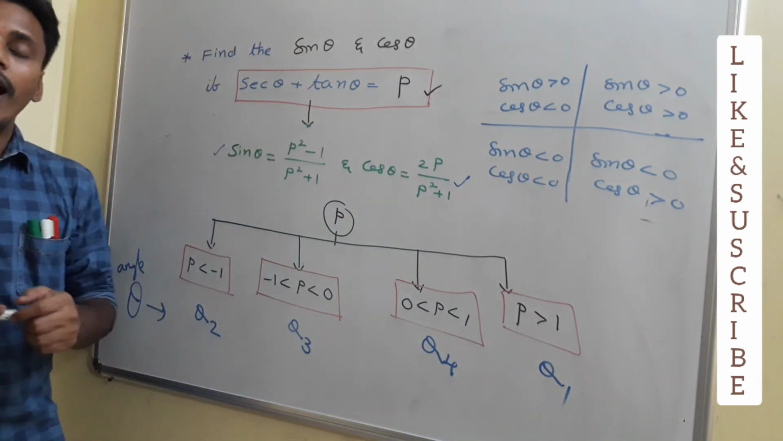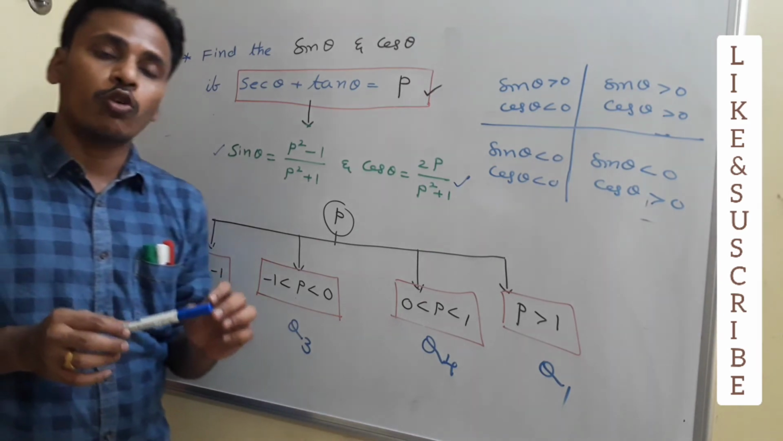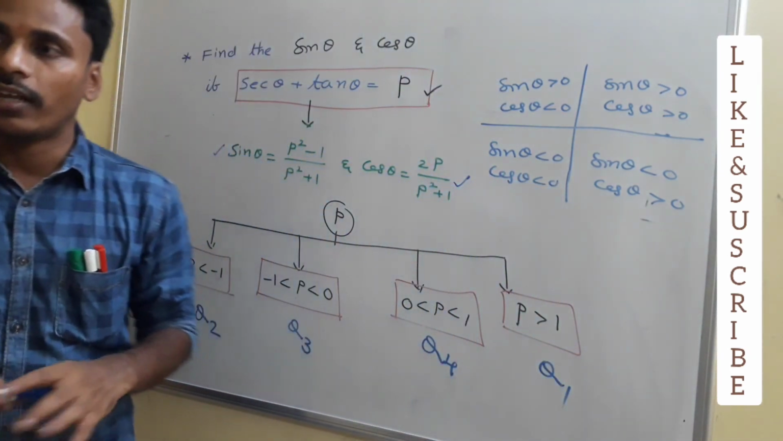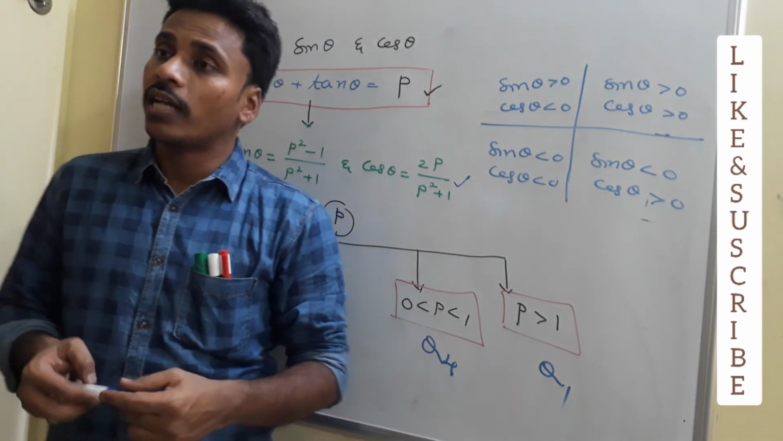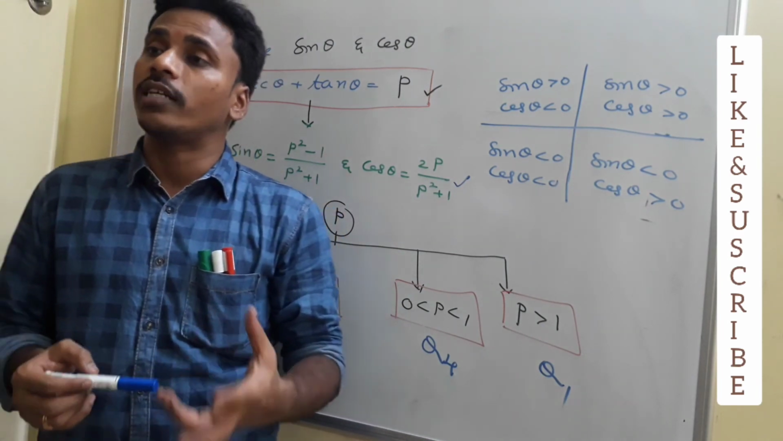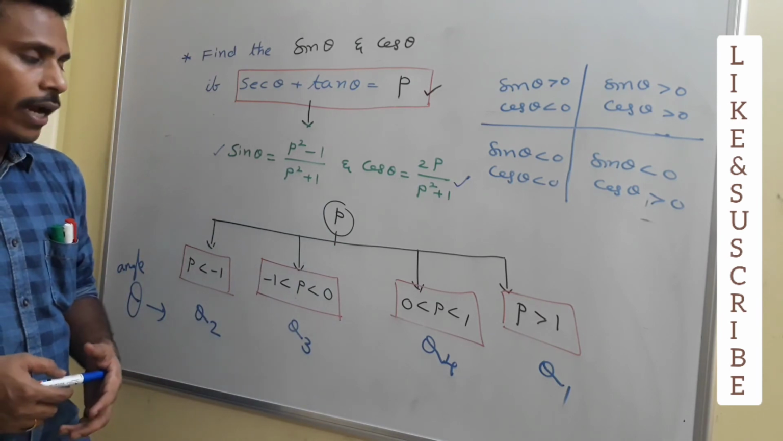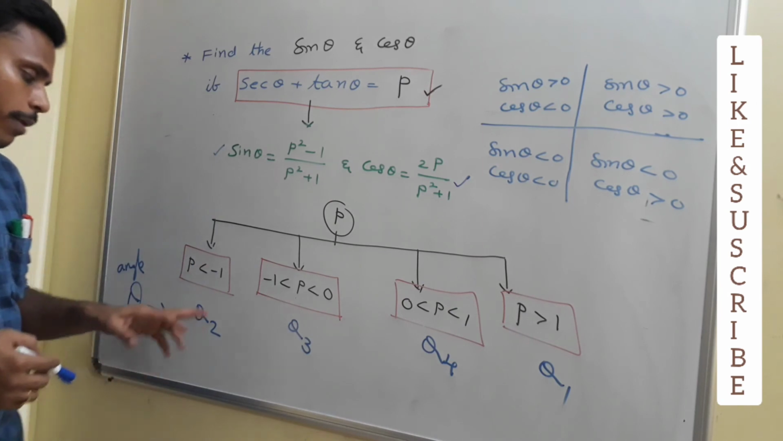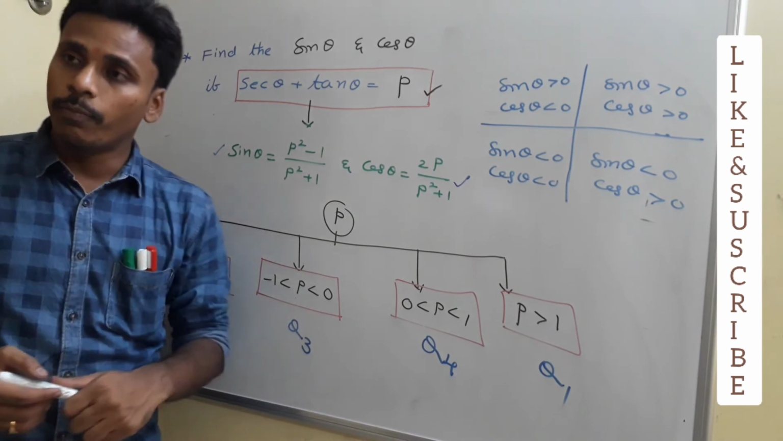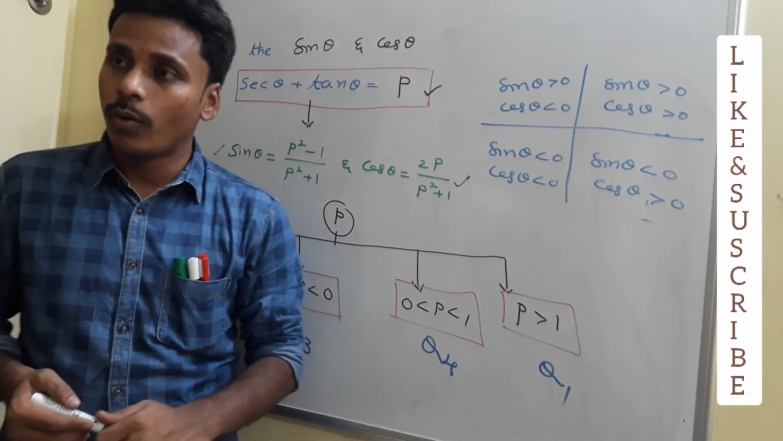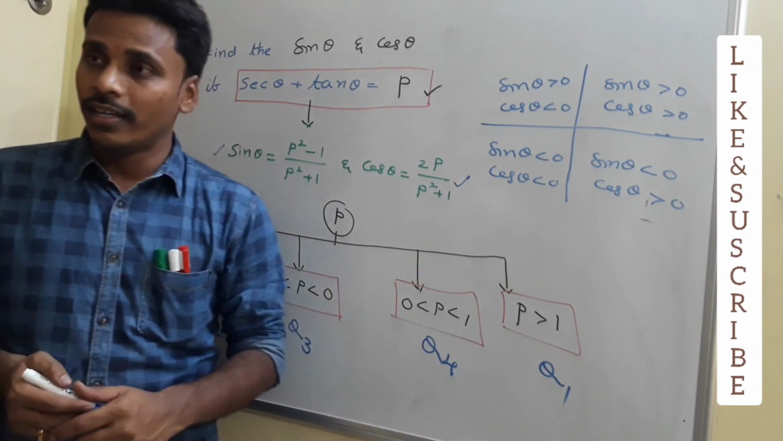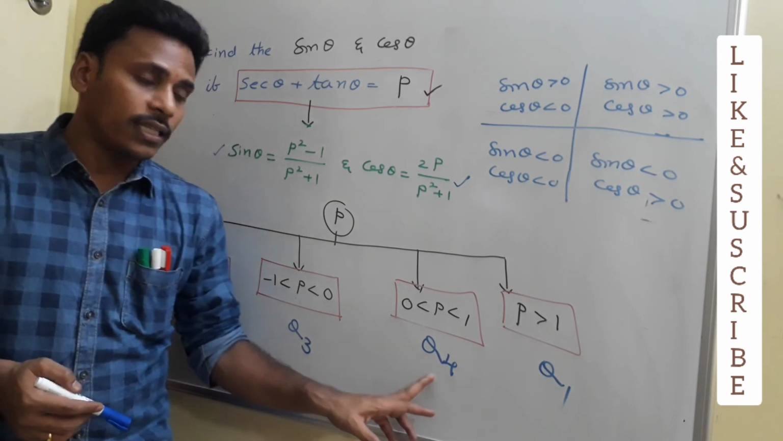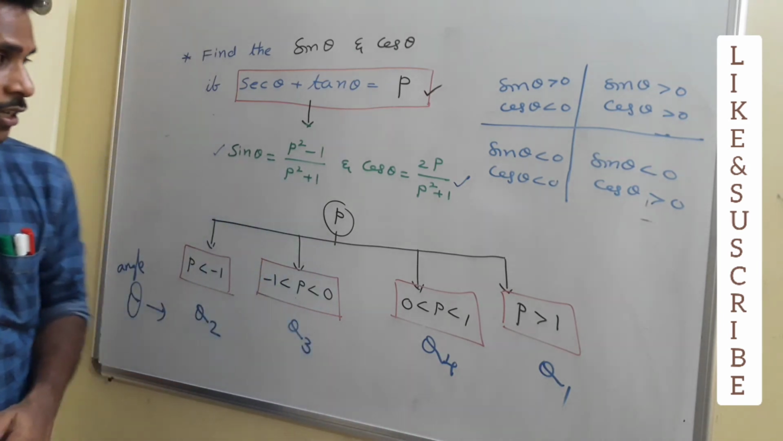Is it clear? Have a look at this. We will face different types of problems. In one type, they ask you just sin and cos in terms of p. In the other case, they ask you to decide the quadrant in which theta lies depending on p. So now, check the different ranges for p: p less than minus 1, minus 1 less than p less than 0, 0 less than p less than 1, and p greater than 1. Here theta lies in the second quadrant, here the third quadrant, here the fourth quadrant, here the first quadrant.